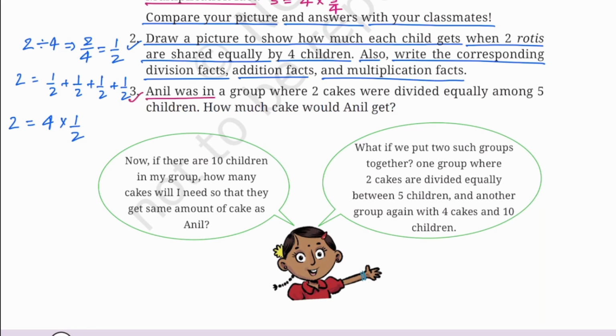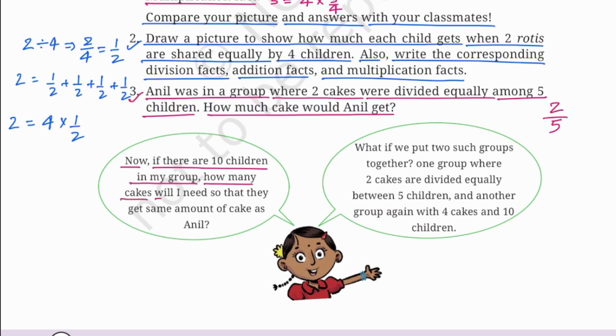3. Anil was in a group where 2 cakes were divided equally among 5 children. How much cake would Anil get? 2 cakes to be distributed among 5 children. Each will get 2 by 5. This girl says, now if there are 10 children in my group, how many cakes will I need so that they get the same amount of cake as Anil?